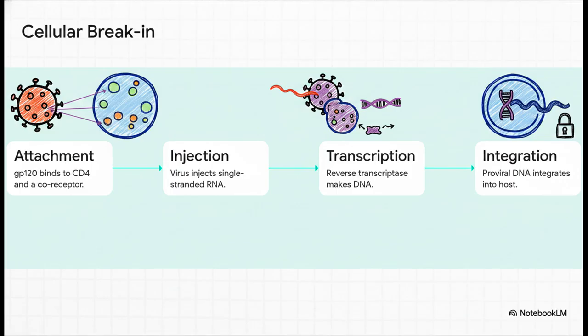Step 2. The virus injects its single-stranded RNA directly into the host cell. Step 3 is where it gets wild. It uses an enzyme called reverse transcriptase to convert that RNA into a double-stranded piece of DNA. And finally, Step 4. This brand new proviral DNA enters the nucleus and seamlessly integrates itself right into the host cell's own DNA. Just like that, the cell has been officially hijacked.